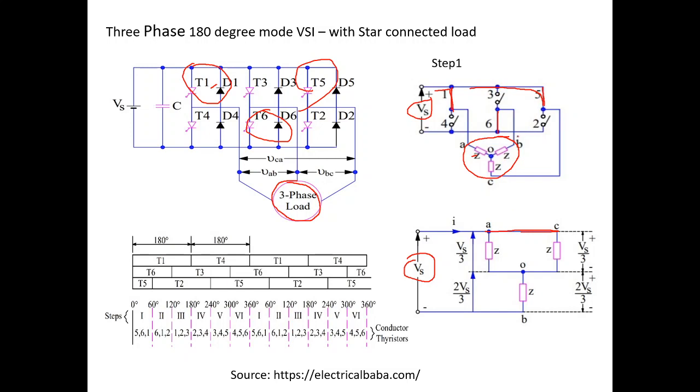Similarly, B phase, you can see. So B phase is connected to the negative terminal through switch 6. So B phase is connected to the negative terminal. Between A phase, B phase and C phase, we have a balanced star connected load, that is shown here.